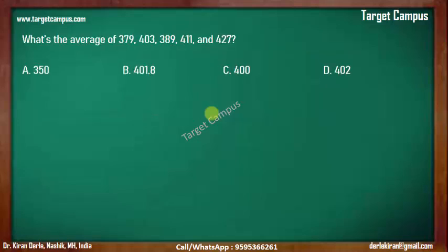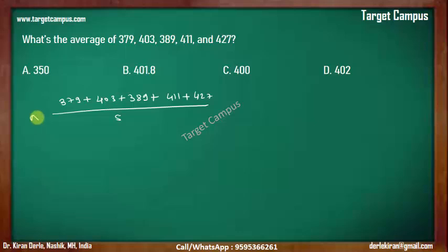Let's move forward. What's the average of 379, 403, 389, 411 and 427? One method is the simple method: 379 plus 403 plus 389 plus 411 plus 427, divided by 5 terms, right? This is one of the methods of calculating average, with the simple formula.